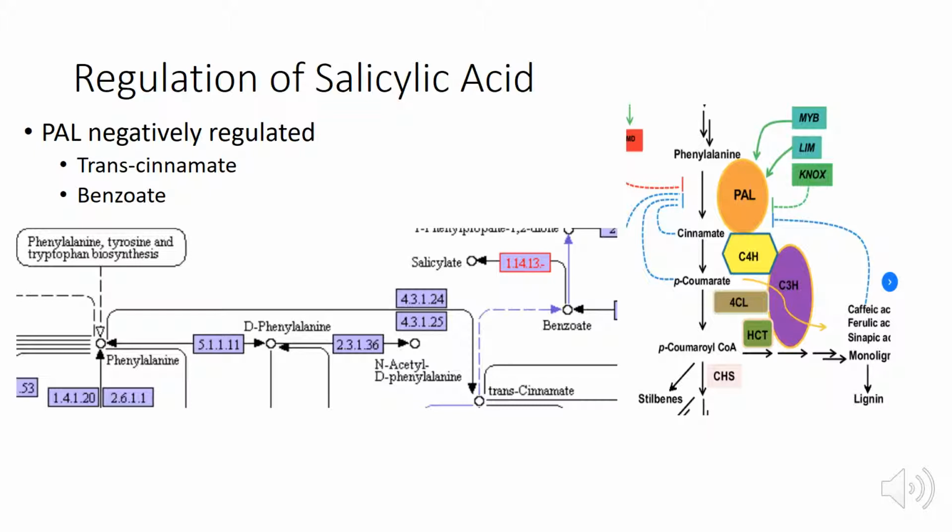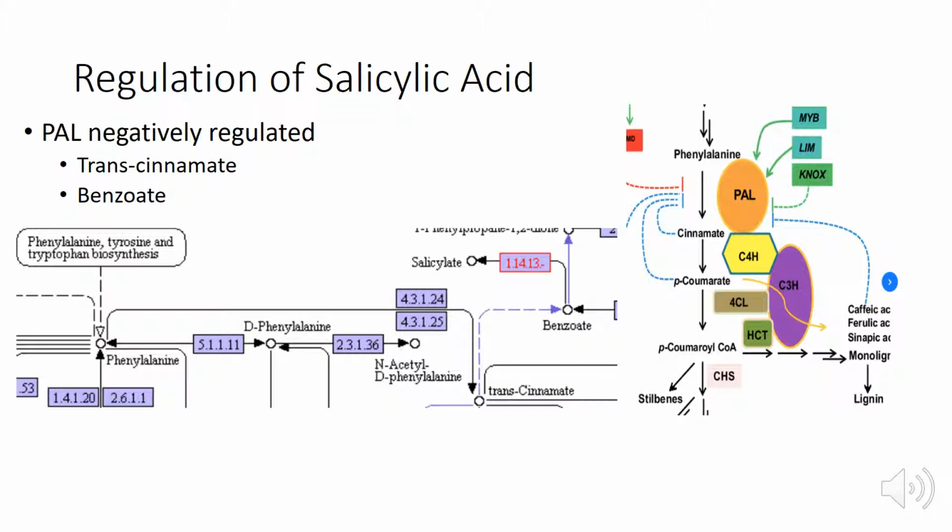However, the main regulator that I'm going to be talking about, and the most research that I have found on it, is the inhibition of the enzyme PAL, which we showed you the activity of above. And this inhibition is created by trans-cinnamate and benzoate. So the first one I'm going to talk about is how trans-cinnamate inhibits PAL. So phenylalanine ammonia-lyase is the first committed enzyme in the pathway that converts phenylalanine to trans-cinnamate. There are many regulatory mechanisms at multiple levels that control the transcription and enzymatic activity of PAL.